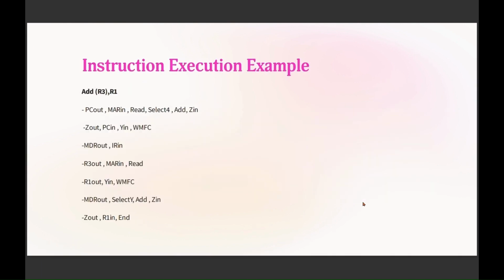Next is the instruction execution example. So we'll take an example, add R3 and R1. The first step is PC out, MAR in, read, select four, add, Z in. Second one is Z out, PC in, Y in, WMFC, that is wait for main function complete. Third one is MDR out, IR in.